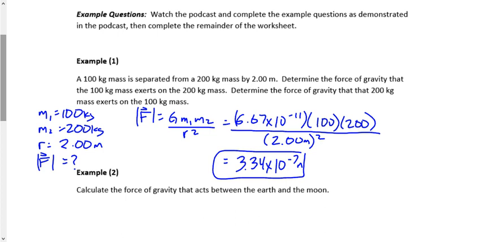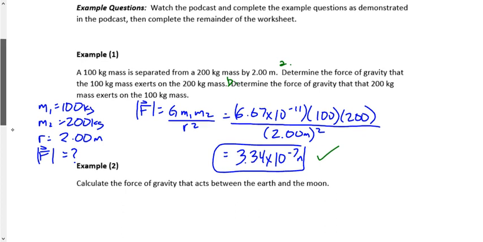Well, you know that if object A applies a force on object B, object B applies an equal and opposite force on object A. So I found the force of object A acting on object B, but I've also found the force of object B acting on object A. So both of these questions, A and B, end up giving me the exact same answer, 3.34 times 10 to the negative 7. Just the same. Remember Newton's third law. For every action, there's an equal and opposite reaction. Let's take a look at example number 2 now.